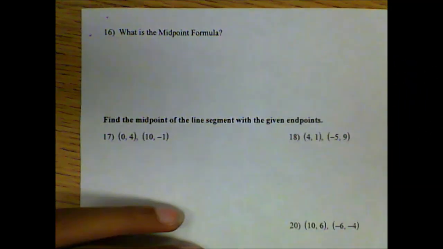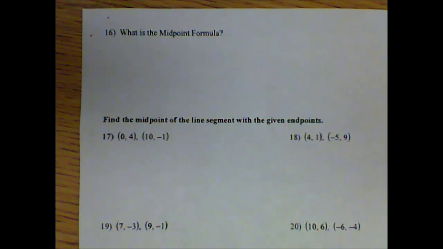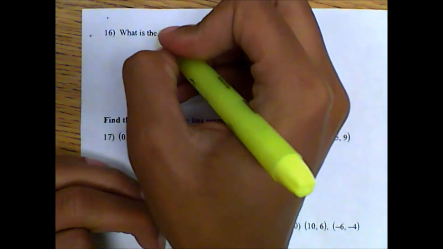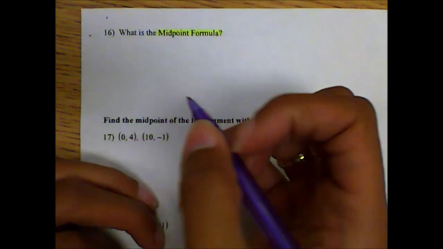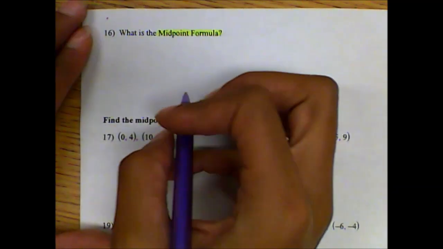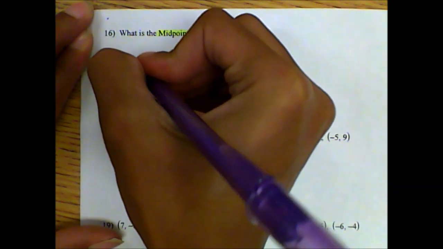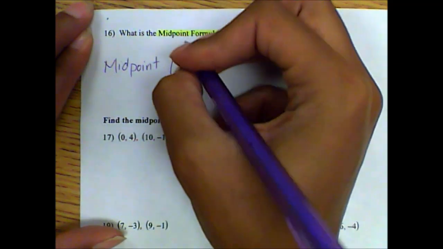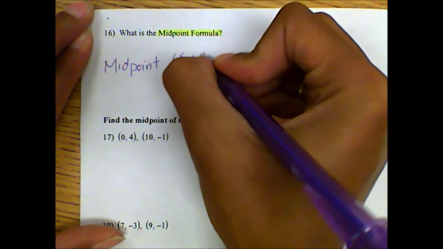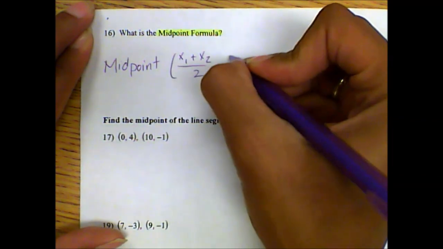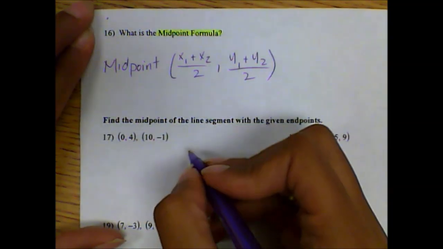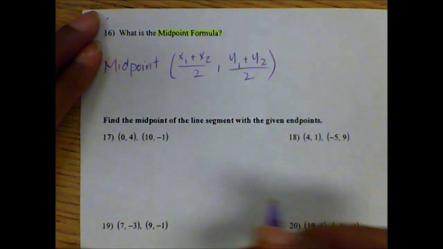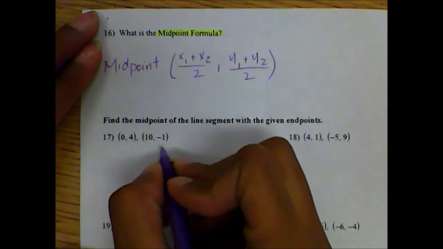Alright, I'm going to skip ahead to number 16, which is the midpoint formula. Okay, so number 16 says, what is the midpoint formula? Again, if you don't have your notes in front of you, I'm going to go ahead and write it down for you. The midpoint formula is the average of the x's and the average of the y coordinates. So the midpoint formula is x1 plus x2 over 2, y1 plus y2 over 2. Okay. Number 17, they want you to find the midpoint of the line segment with the given endpoints.